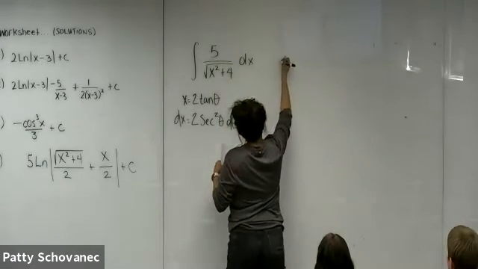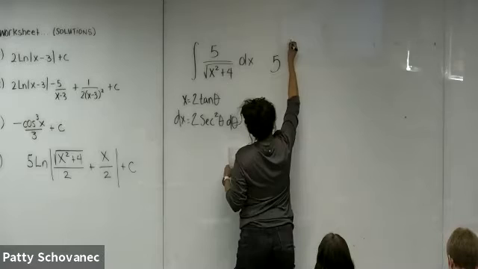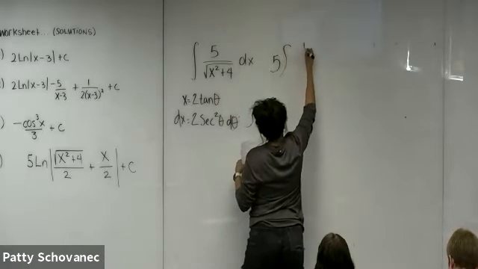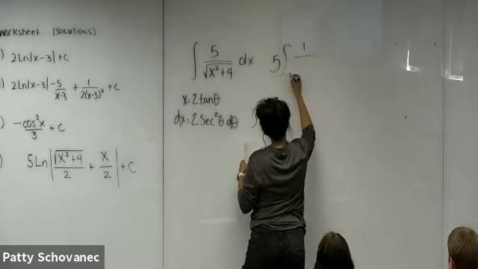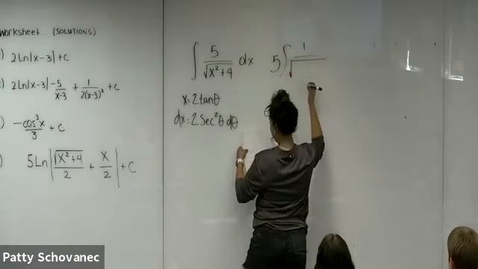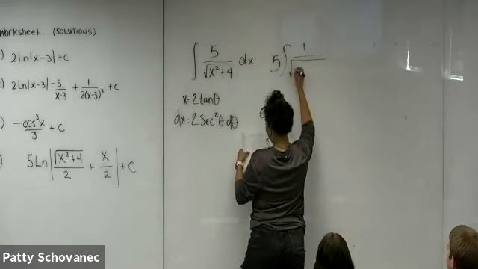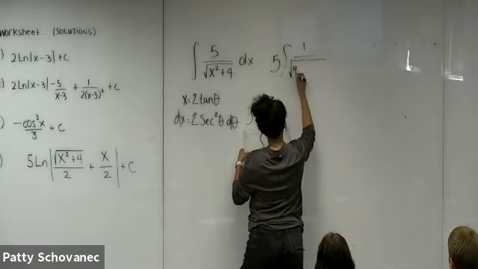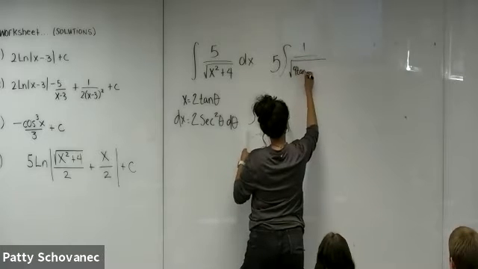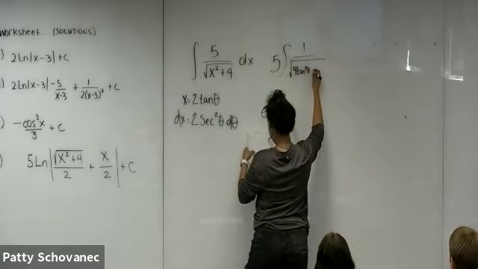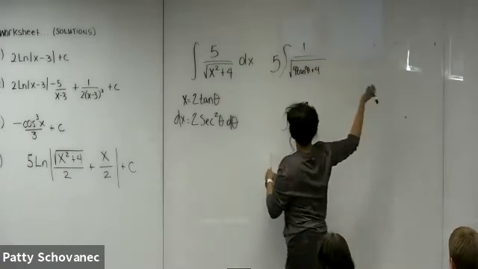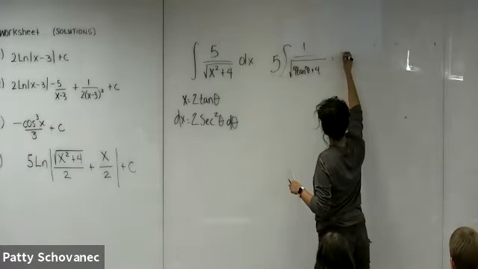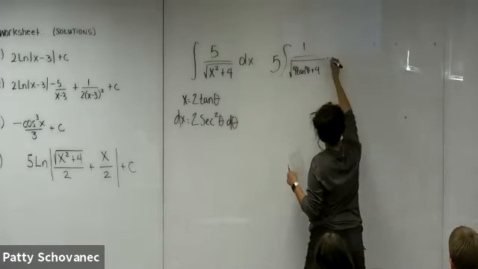Take out the 5 is good. So 5 integral. You need help on that? I know. That's okay. X squared, which is 4 tangent squared of theta plus 4. And then, whoa, back up. Where's the dx?